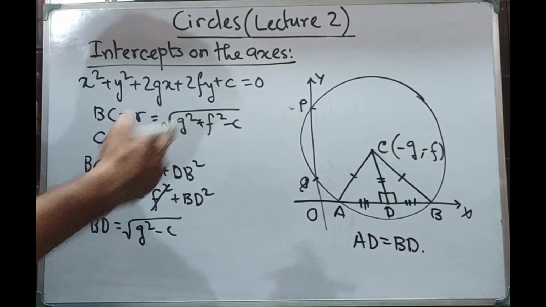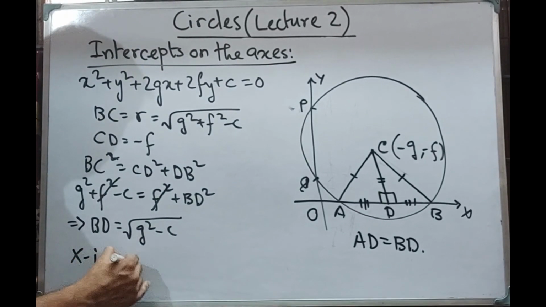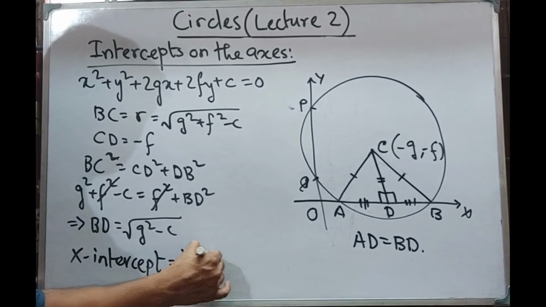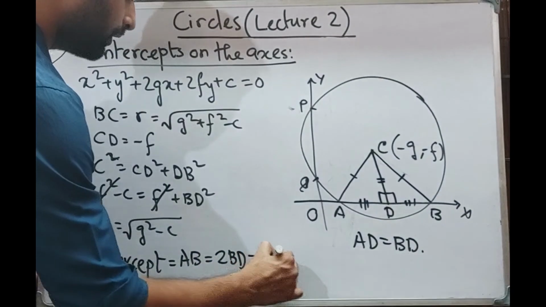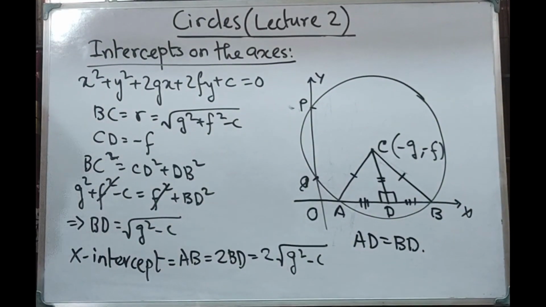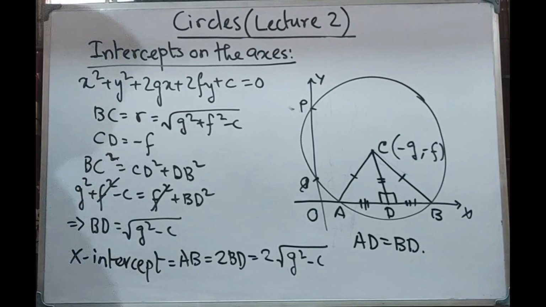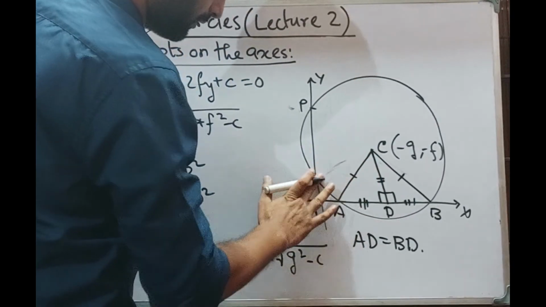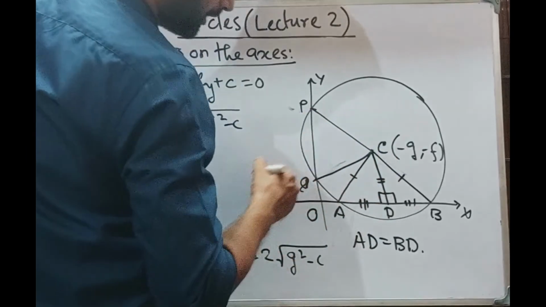So the total x-intercept of the circle, given as AB, can also be written as 2BD, and due to this formula we are getting it as 2 root over of g square minus c. So this is the x-intercept of the circle, and with the same calculation and a little bit of geometry construction with the y-axis, we are getting the same thing here also for PQ.